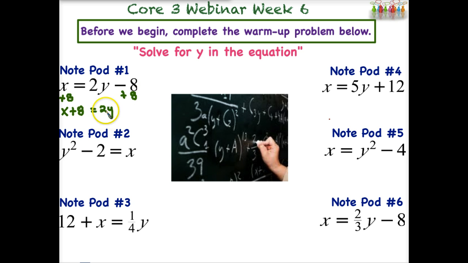But now with this 2y, the 2 and the y are being multiplied. So now to get rid of the 2, you actually have to do the opposite, which is to divide. So then this whole thing is division by 2. So if we solve for y on this, y equals x plus 8 over 2. Miriam, does that make sense? Hopefully that makes sense.